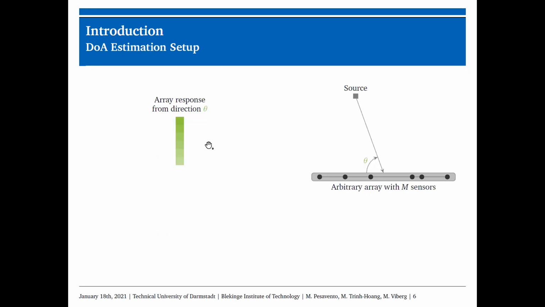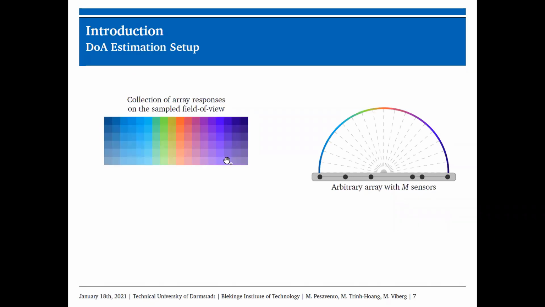So the phase shifts depend on the direction of the incoming source. So a source from a different angle will have a different color, basically, or a different signature, and so on. So sampling the whole field of view gives us a collection of array responses, each one corresponding to a different direction, illustrated by different colors in this picture.